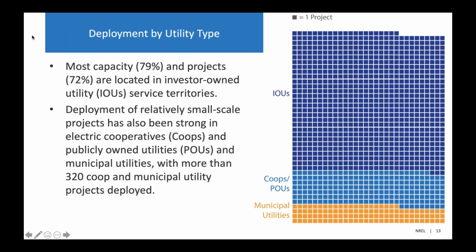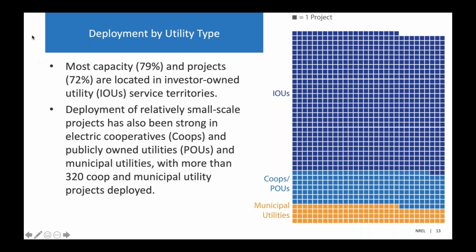And then finally, this is deployment by utility type. The majority, most of projects and capacity, is in IOU, investor-owned utility territories. A lot of these are in programs like Xcel's in Minnesota and Colorado. These are policy-supported programs implemented by investor-owned utilities. So that's the lion's share of projects and capacity.